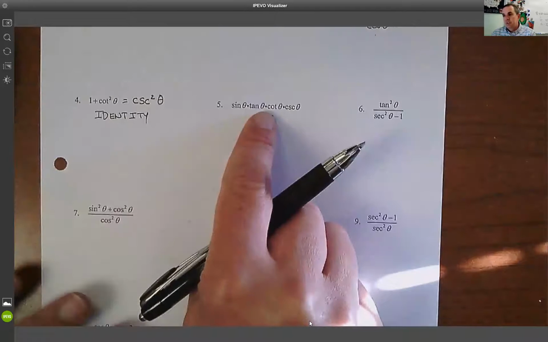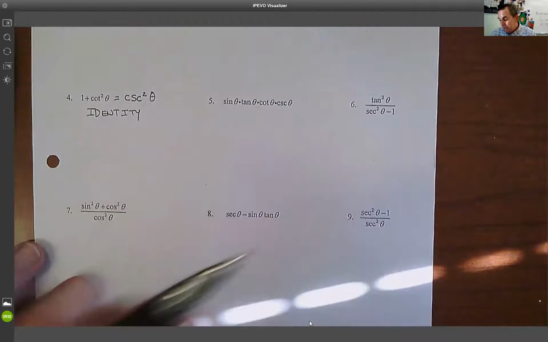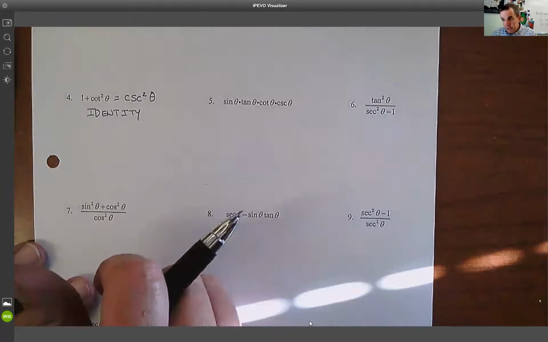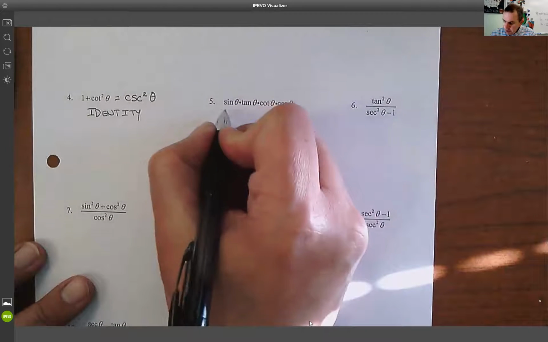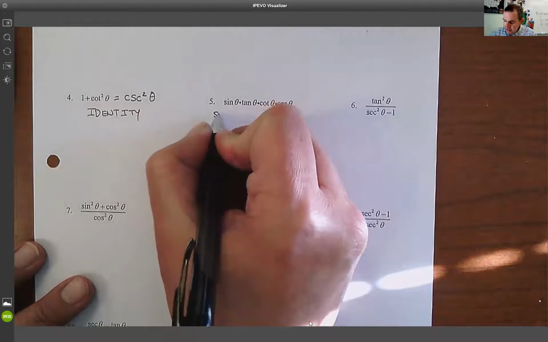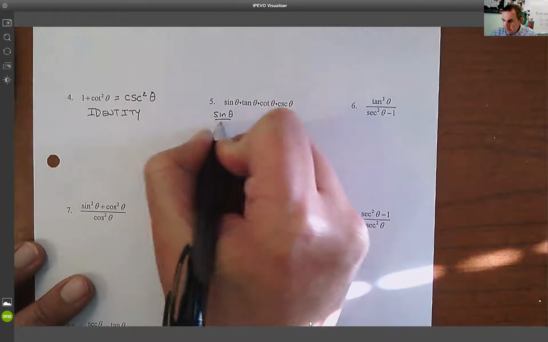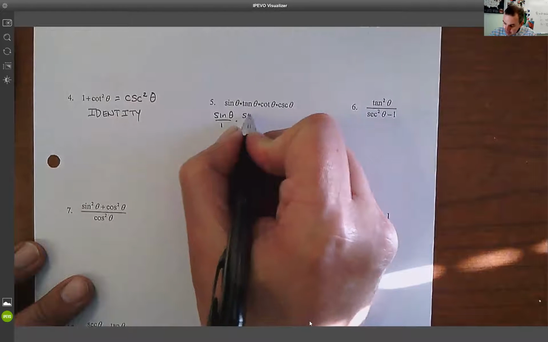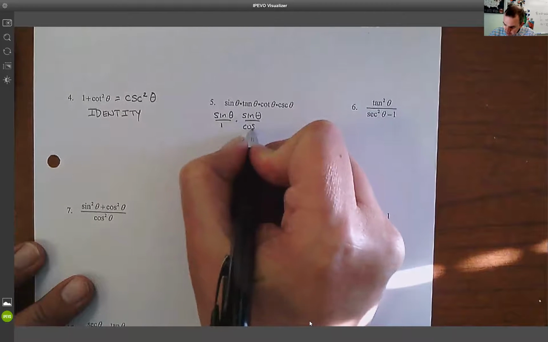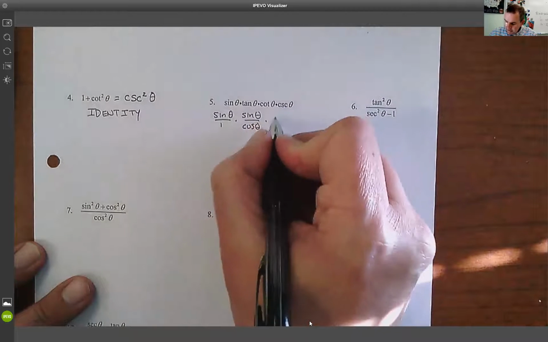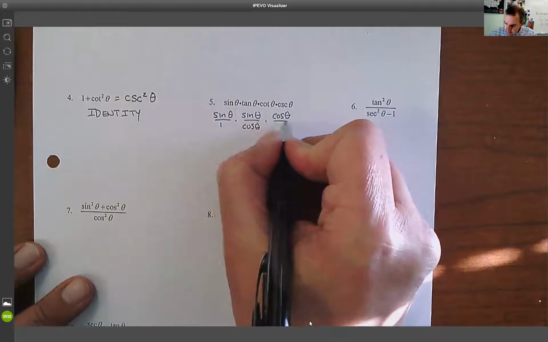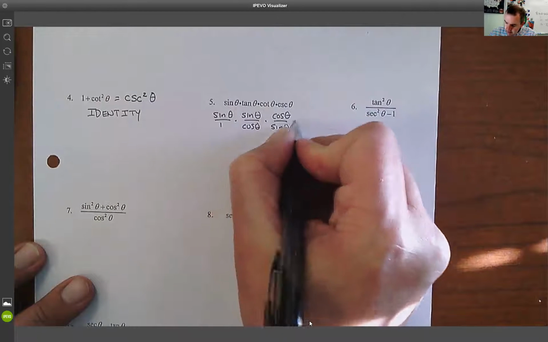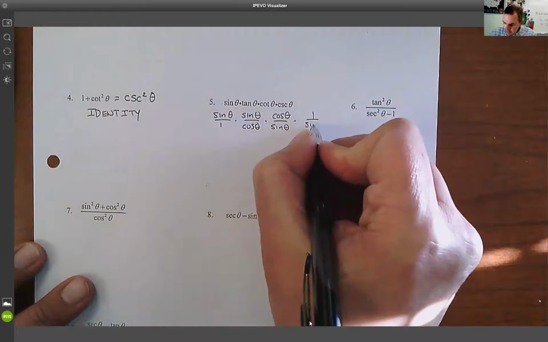Then this one right here, again, there's a lot of ways to think about it. There's some reciprocals here, but if you're ever unsure, just expand them out in terms of sine and cosine. So that first term, sine theta over 1, the tangent of theta is going to be sine theta over cosine theta. Cotangent of theta is cosine theta over sine theta. And cosecant is 1 over sine theta.